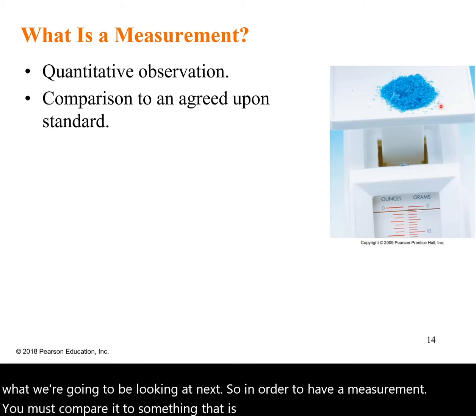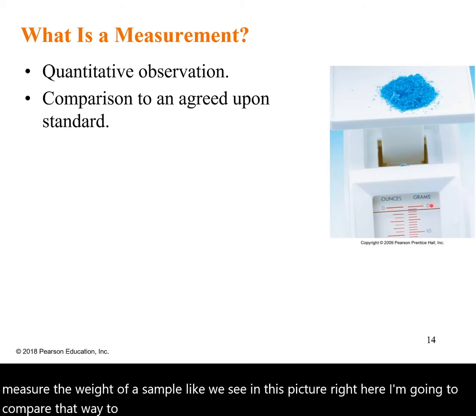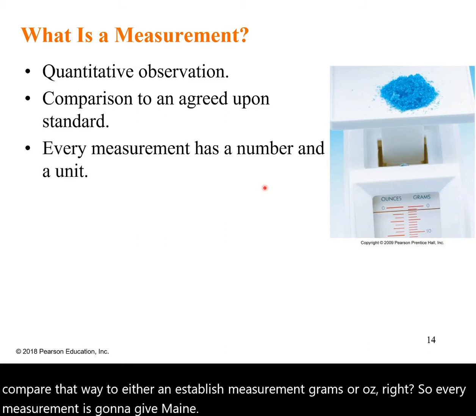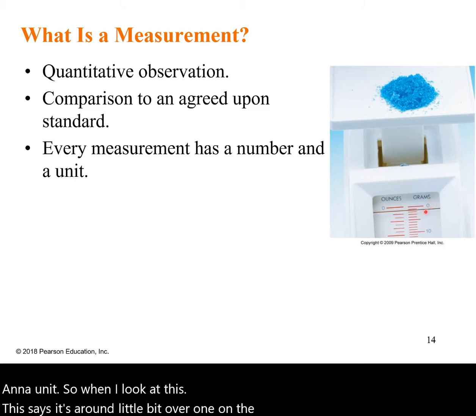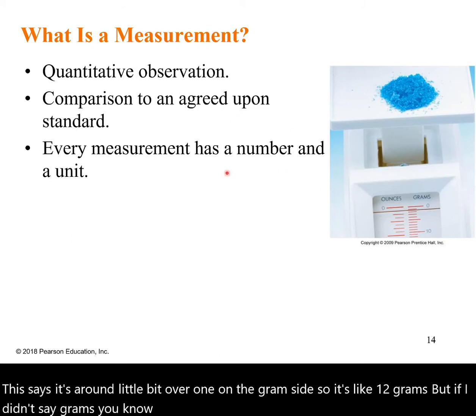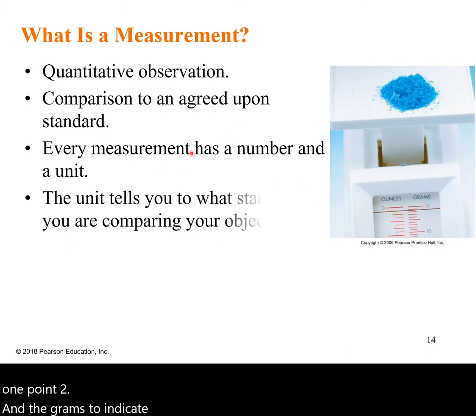For example, if I want to measure the weight of a sample, like we see in this picture right here, I'm going to compare that weight to an established measurement like grams or ounces, right? So every measurement is going to give me two components, a number and a unit. When I look at this, it's a little bit over 1 on the gram side, so it's like 1.2 grams. But if I didn't say grams, you wouldn't know what I'm talking about. So it has the number 1.2 and the grams to indicate what standard I am comparing to.